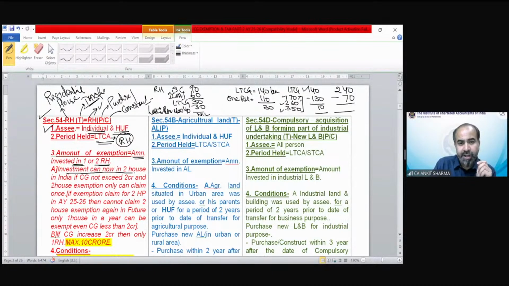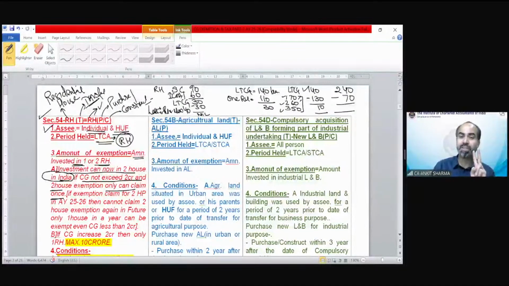Investment can now be in two houses in India. Yes, this is also important. The house you are purchasing should be in India. If it is outside India, you cannot claim the exemption. The two house exemption can be claimed only if capital gain does not exceed 2 crore, and only once.